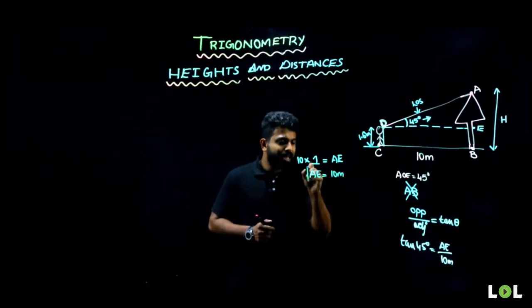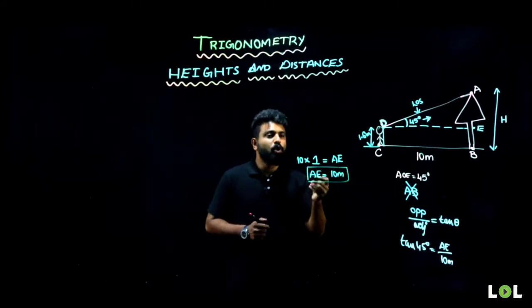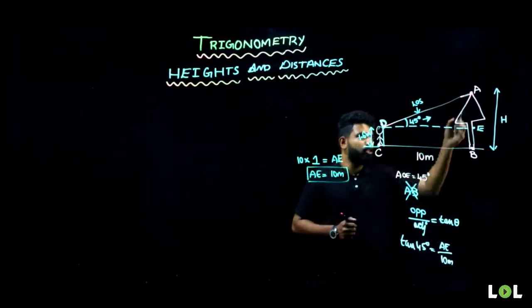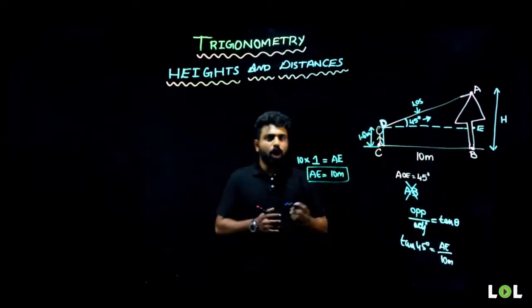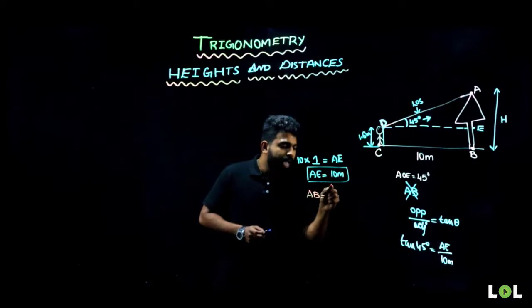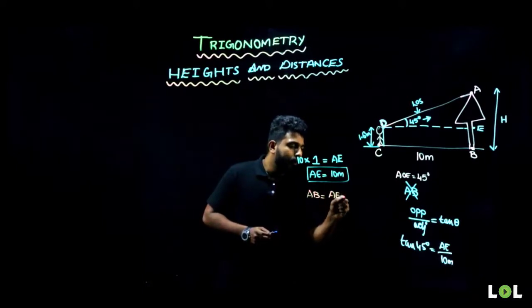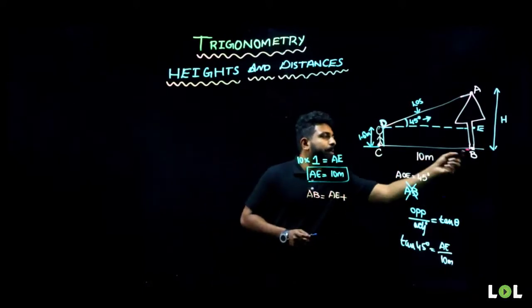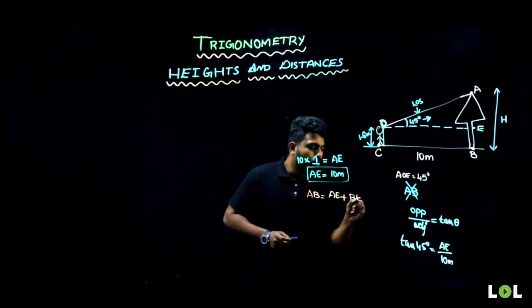Now, is this the length of my tree? No, AE is not the length of my tree. My length of the tree is AB. So how do we find out AB? AB will be equal to AE plus BE. So what is the value of BE?